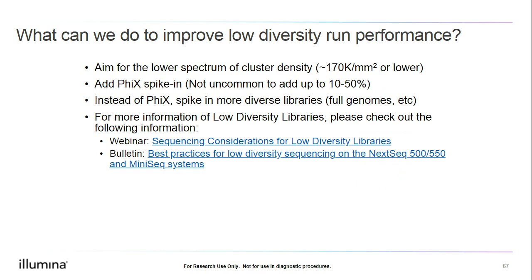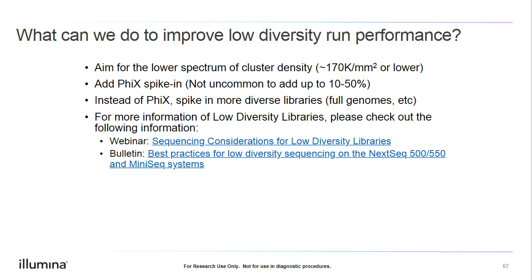To improve a low diversity run, aim for the lower spectrum of the cluster density range, so 170 or less. This is needed because if one channel becomes oversaturated, the unbalanced nucleotide composition can affect template registration and eventually quality. Spike in Phi-X between 10 to 50%, and a lower diversity library will require a higher Phi-X spike in.